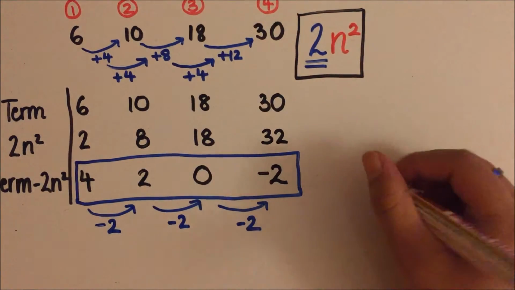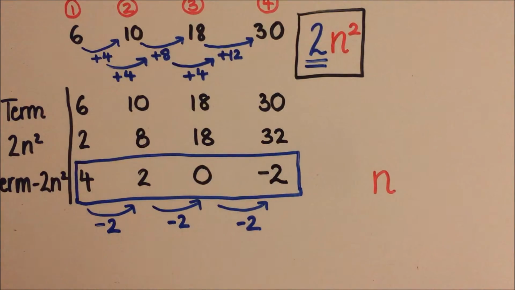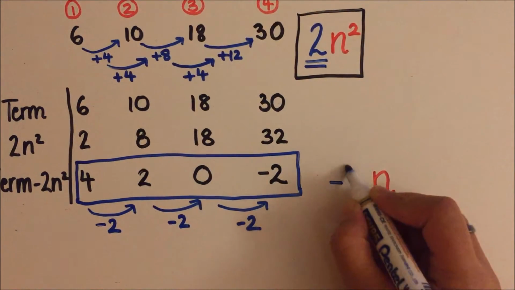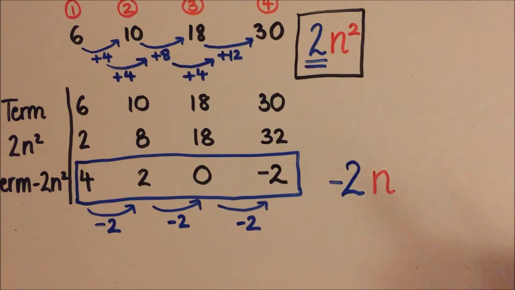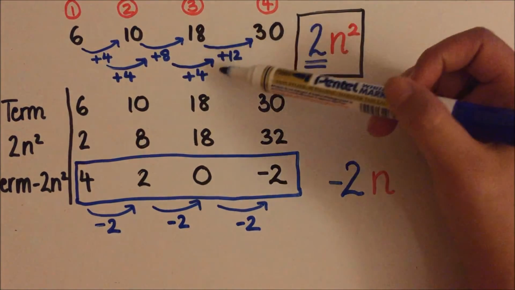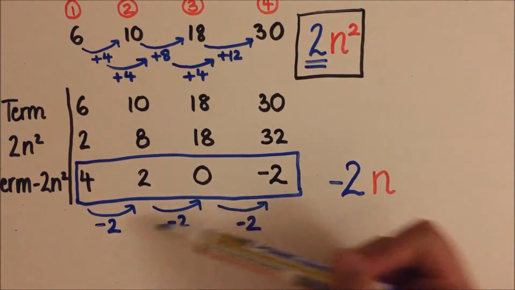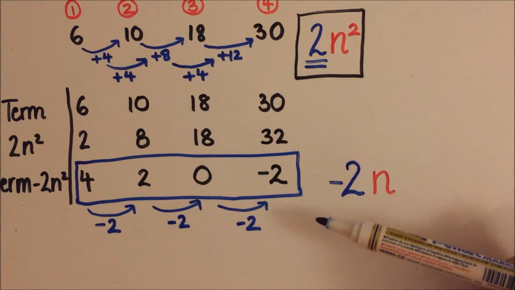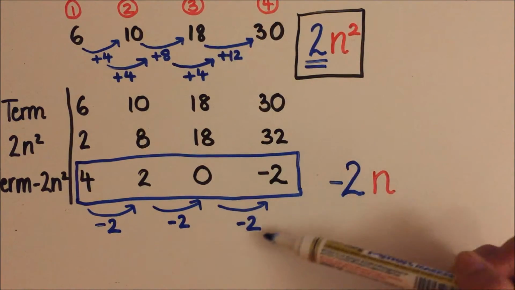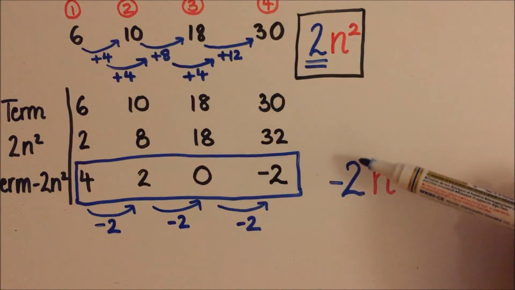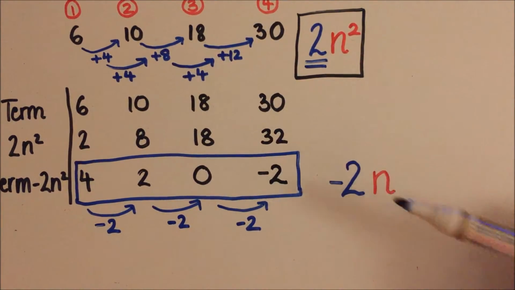So write down your n, and whatever the difference is goes next to the n: minus 2n. Be careful, when you're doing the n squared, you always half the difference, whereas when you're solving the linear part of it, you always write down the difference as it is next to the n.